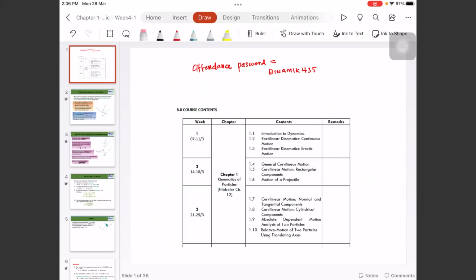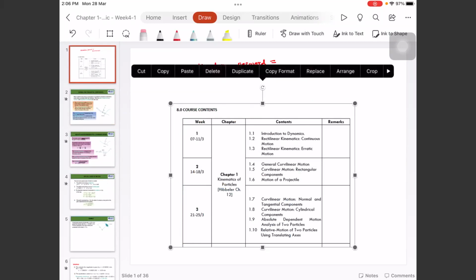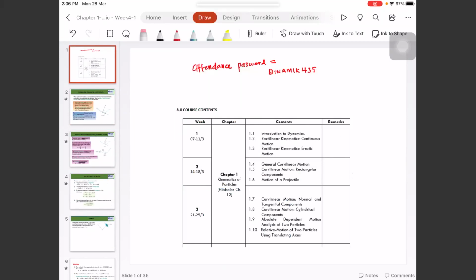Assalamualaikum semua. Semua sihat? Boleh dengar tak my voice? Boleh dengar suara tak? Clear tak? Betul. Okay, terima kasih.